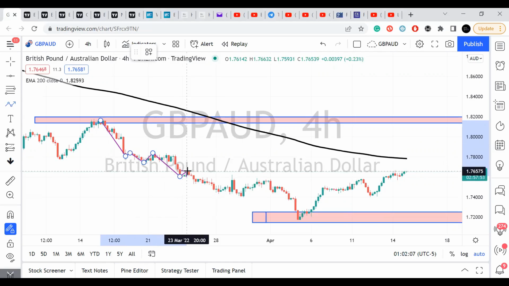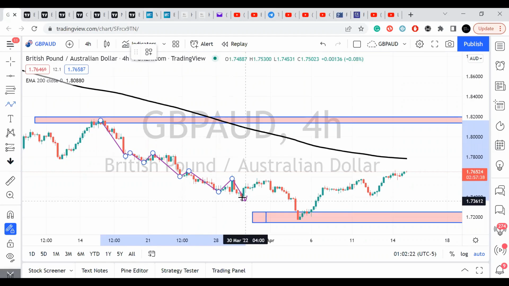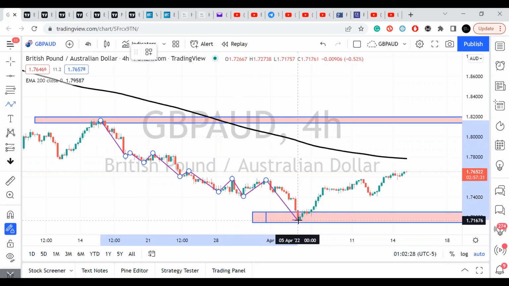Price gave us this structural high. Then here we have a breakout of structure, which gives us this low, and we have this high. So from here, we have this structure here, and price gave us this particular high. So now we have this current structure. This is our current structure.